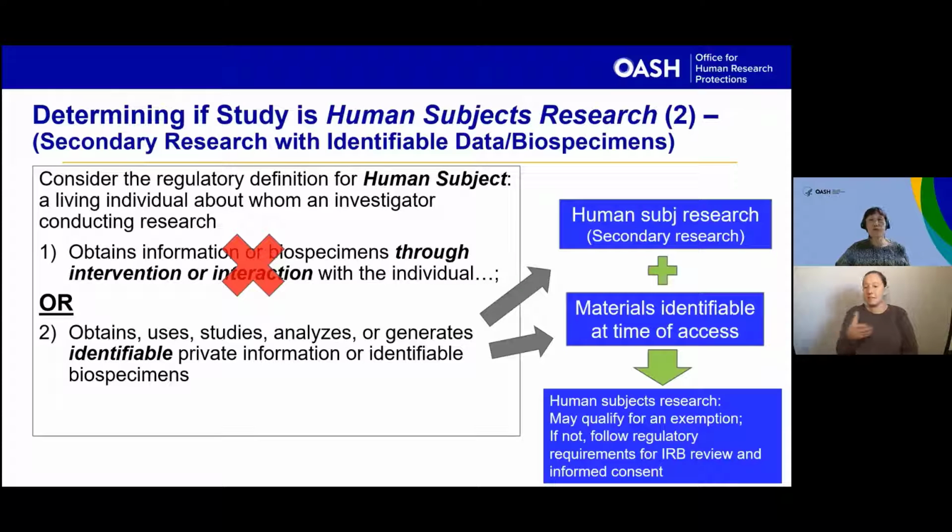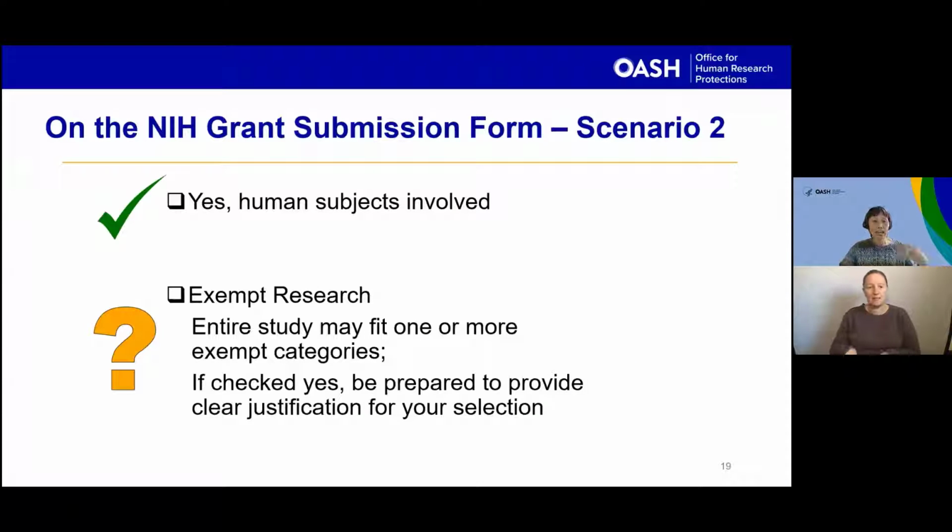So you have two options. You have to decide whether the entire research fits into the conditions for one or more of the exemptions available to you in the Common Rule. Or if not, then you just have to go ahead and follow the regulatory requirements for IRB review and informed consent, etc. So again, this is the same scenario as one. You check yes to human subjects involvement, and then you have to make a decision about exemption.